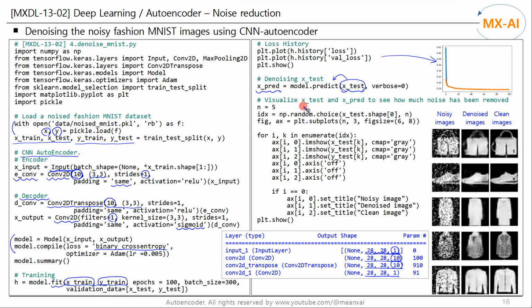Let's visualize X-test and XPred to see how much noise has been removed. The results are as follows. This is the image with noise added, and this is the image with the noise removed. And this is the original clear image. You can see that a lot of noise has been removed.